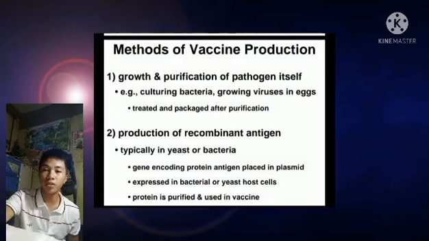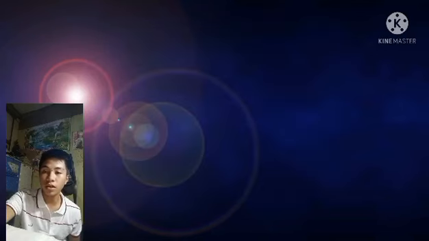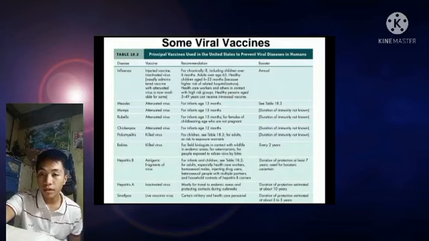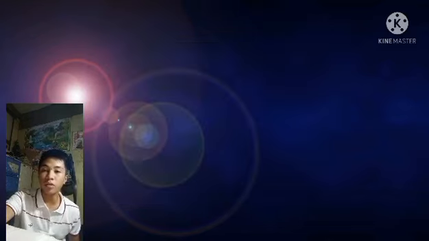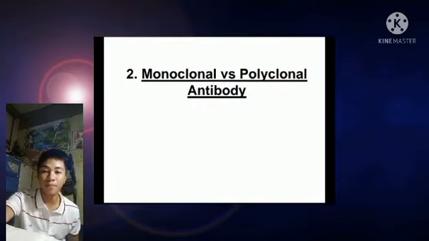Methods of vaccine production. Growth and purification of the pathogen itself. Example, culturing bacteria, growing viruses in eggs. Second is production of recombinant antigen, typically in yeast or bacteria. The gene encoding the protein antigen is placed in a plasmid and expressed in bacterial or yeast host cells. So these are some viral vaccines.